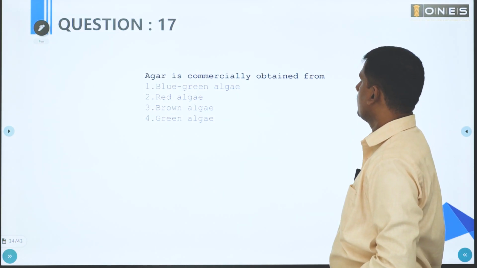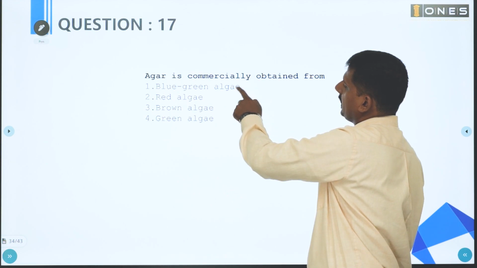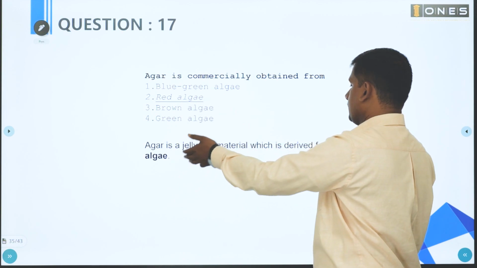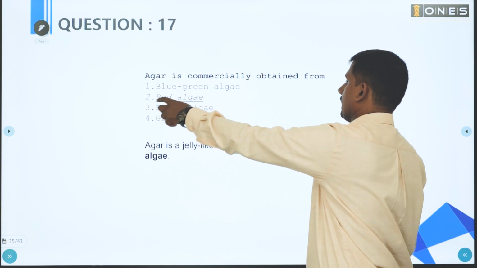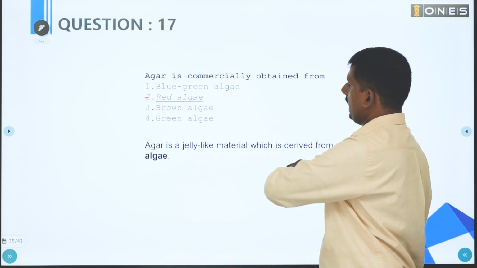Agar is commercially obtained from. You might have heard of agar. Options are blue green algae, red algae, brown algae, green algae. So the right answer is red algae, as agar is a jelly-like material derived from red algae. Agar is commercially obtained from red algae.